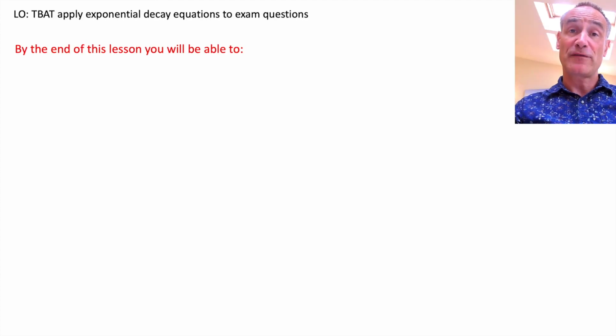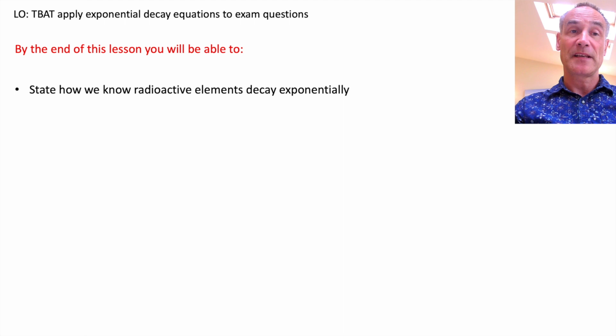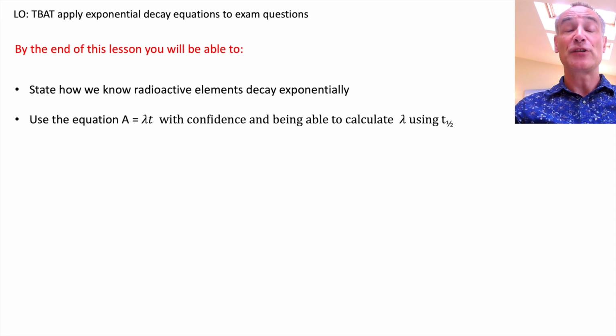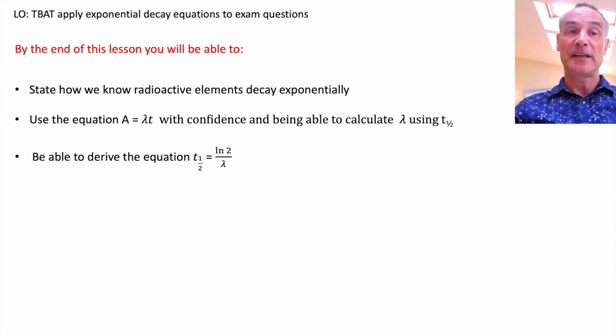Finally, let's just review the learning objectives. So, you should now be able to state why radioactive elements decay exponentially. You should be able to use A equals lambda n with confidence and be able to calculate lambda using t to the half. You should be able to derive the equation for the half-life.